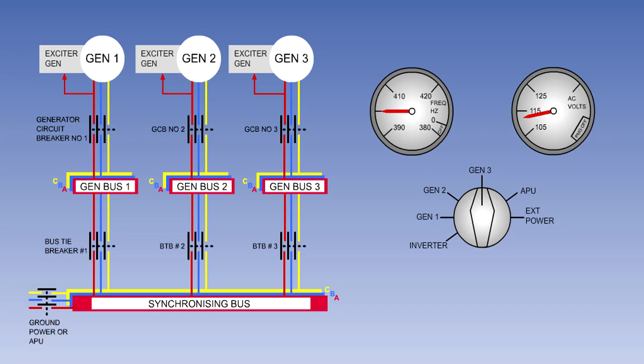In this lesson, we will look at the components that are used for the control, protection and monitoring of an aircraft's AC electrical system. We will also look at the sources of backup and emergency electrical supplies.